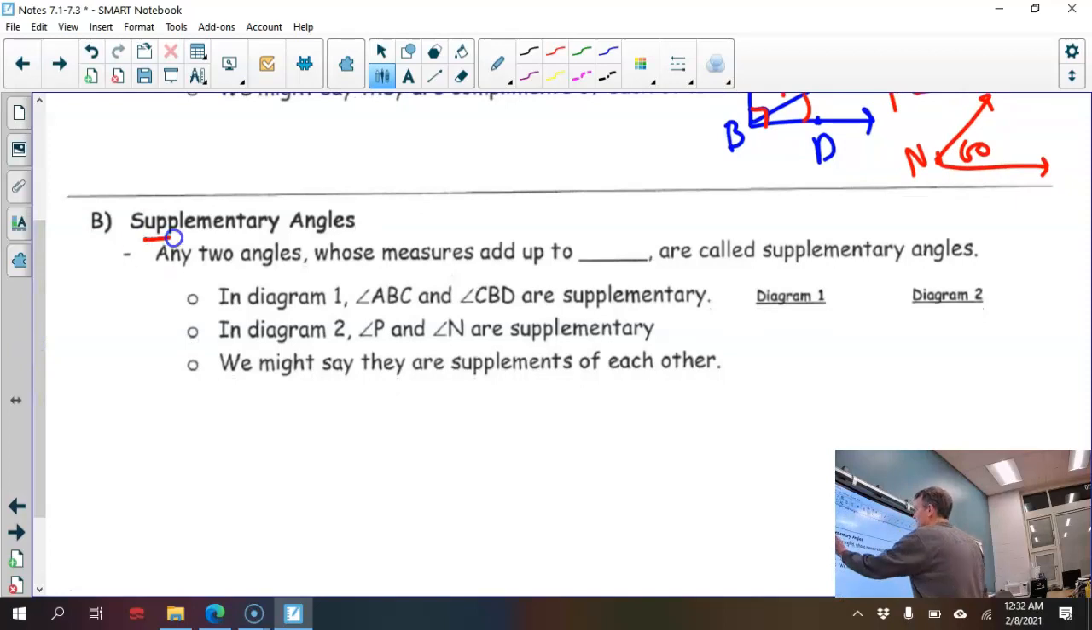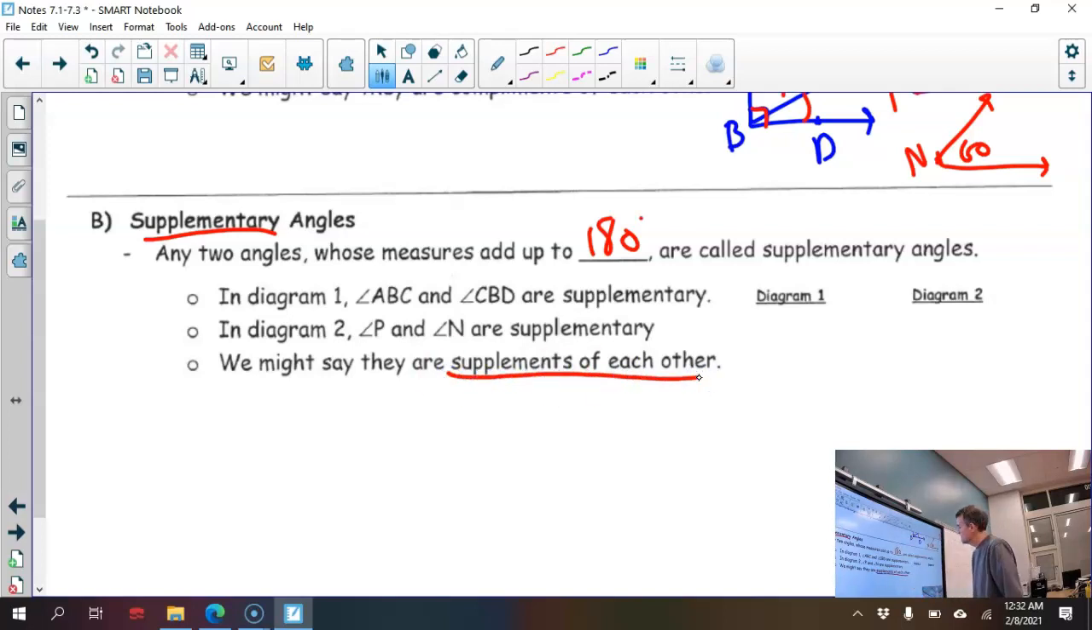And the same way works for supplementary, except now it's any two angles whose measures add up to 180 degrees. They are called supplementary angles, or supplements of each other. And let's draw another diagram here. We're going to start with a straight line. Did you know that a line is an angle? A line is called a straight angle. And it's 180 degrees.